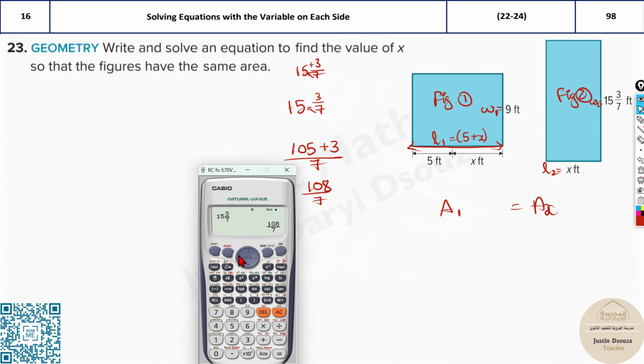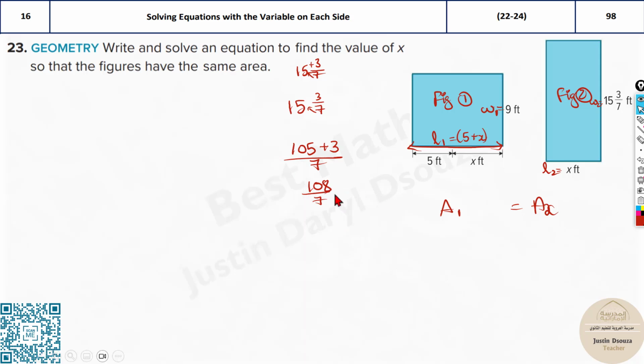Now another way would be, if you're using the fraction symbol, you have to write 15 first, whatever is the whole number, plus the fraction, that is 3 by 7, sorry, 3 divided by 7. That is the answer, 108 by 7. So it's up to you. Now don't take it as 15.42. Just remember this value, it is around 15 and a half. But don't take this value as 15.42, just take it as a fraction itself.